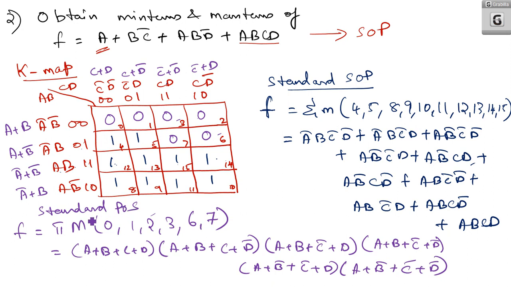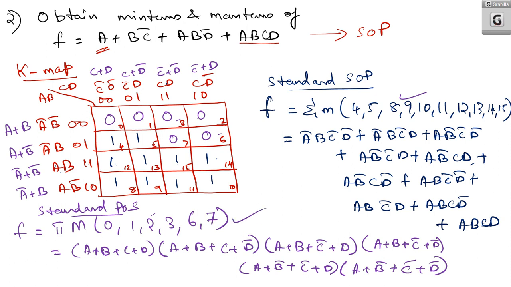So using the K-map itself, you can directly derive the standard SOP forms and standard POS forms. This is an easy track to derive standard SOP and standard POS forms. So here we have derived the min terms as well as the max terms.